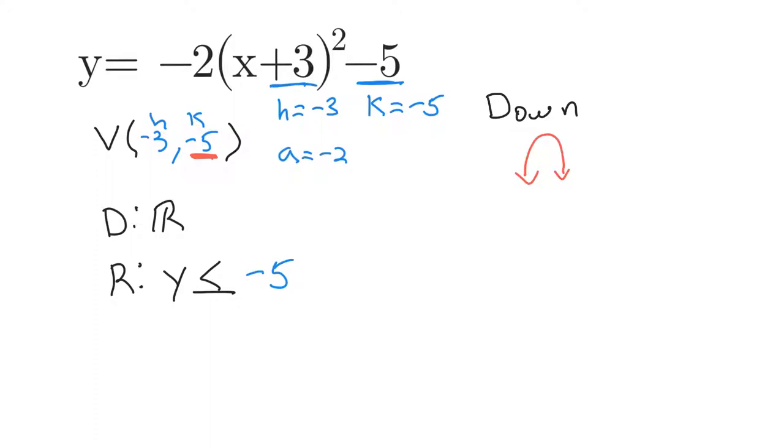That means that we have a maximum point. So let me put max right here. And my maximum point is the actual y value on the vertex. So the vertex y value is -5. So my maximum point will be -5 as well. And guess what? That's where the range starts, at the maximum point, -5. So we do have domain, all real numbers. My range, y is less than or equal to, because it's going down, -5. And then it is a max, because it is a maximum point when you guys have the parabola going down.